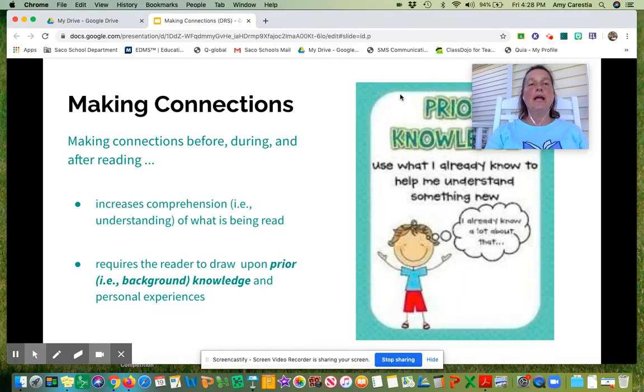So for making connections to work as a during reading strategy, you have to use what you already know to help you understand something new.